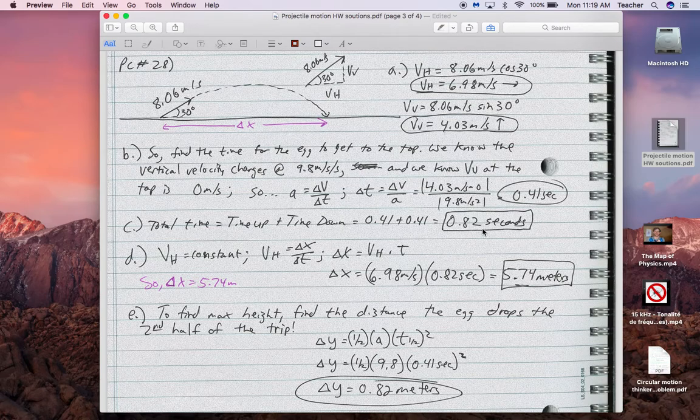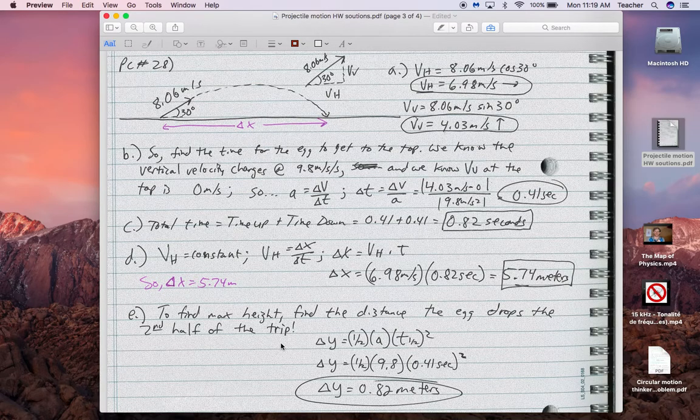Once I know the total time, I just do what I've done before with the horizontal equation to figure out the total distance it goes. So you're in the air for a total of this 0.82 seconds. It's moving horizontally at the speed we figured out earlier. So multiply those two together and you get the horizontal distance delta x. And it's purple on here, purple on here.